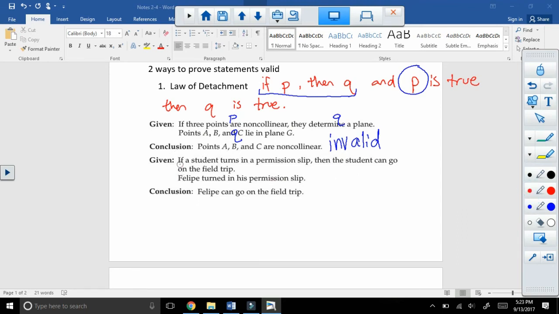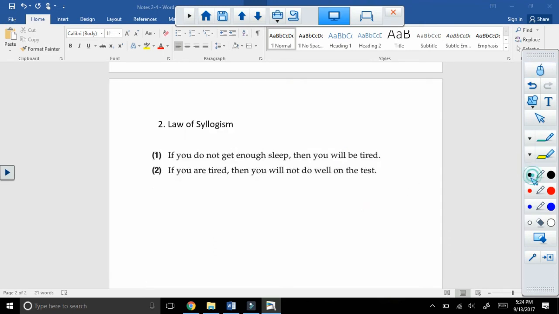For this next example, it says, if a student turns in a permission slip, so that's my hypothesis, the conclusion is that the student can go on a field trip. That's the conclusion. And then it says here, Felipe turned in his permission slip. So that matches up with the hypothesis. That would mean that we could make the conclusion that he can go on the field trip. So that would be a valid conclusion to make.